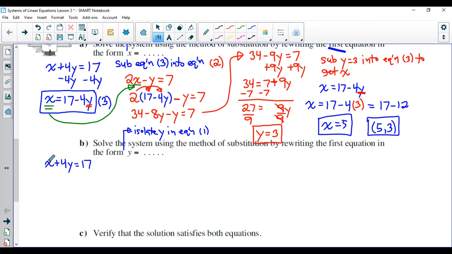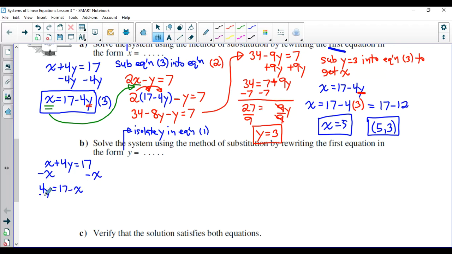Now, given the choice between isolating for x or isolating for y, I would always isolate for x here, because it's easier to isolate for x since it doesn't have a numerical coefficient that's not equal to 1. Isolating for y is going to be annoying, because we're going to have to divide both sides of the equation by 4, which is probably going to lead to a fraction. But let's get y by itself. We're going to subtract x from both sides of the equation. So this would leave me with 4y is equal to 17 minus x.